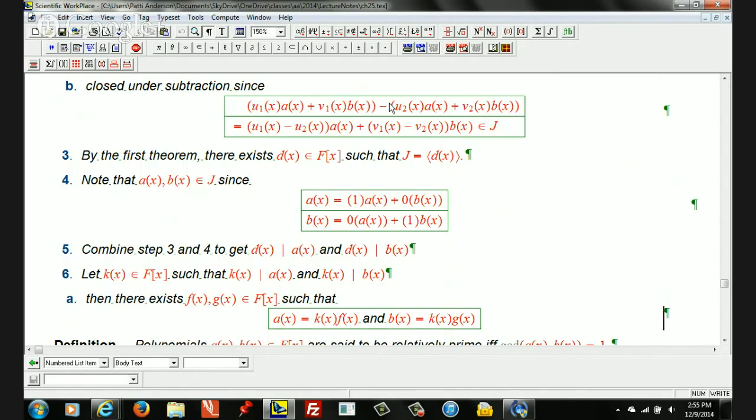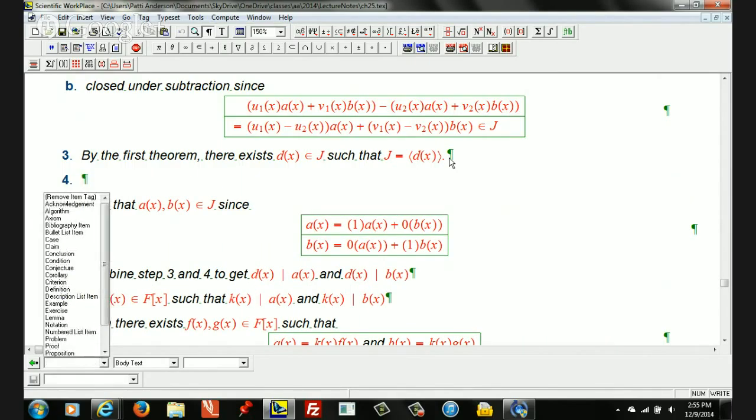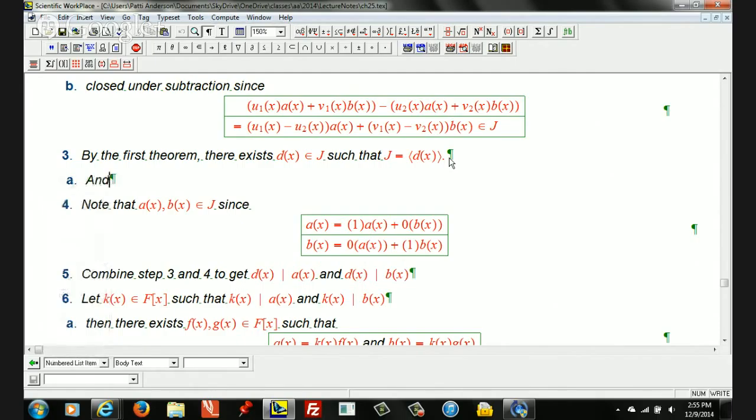But we know d of x was in J, right? So we need one other step. We can write d of x as a linear combination of a and b, and then we can substitute in our values for a and b. So I'm going to do that right here. What did they call that for d of x? r of x times a of x plus s of x times b of x. And so we're going to substitute.